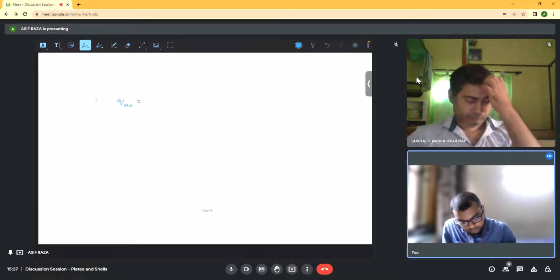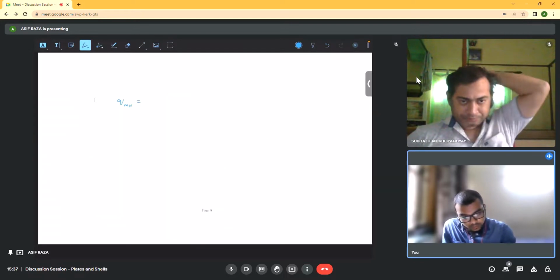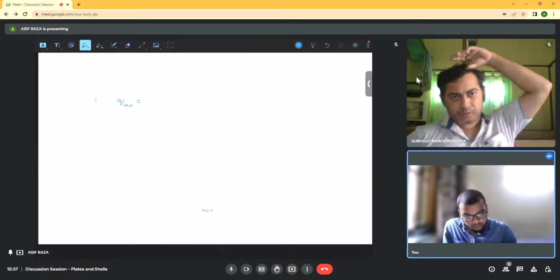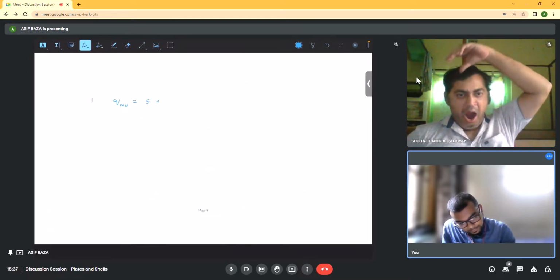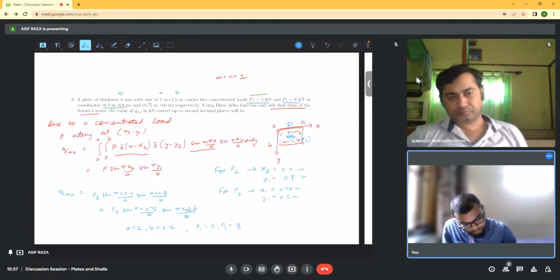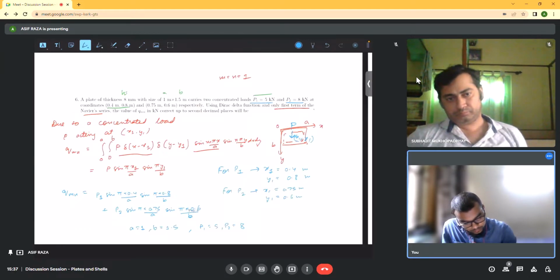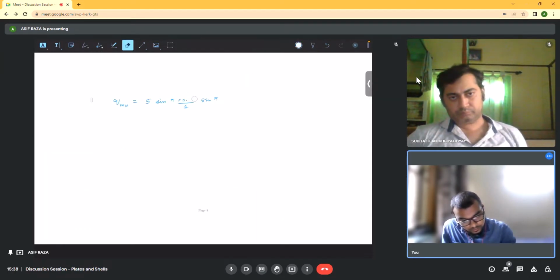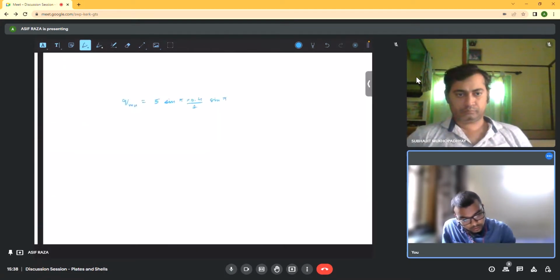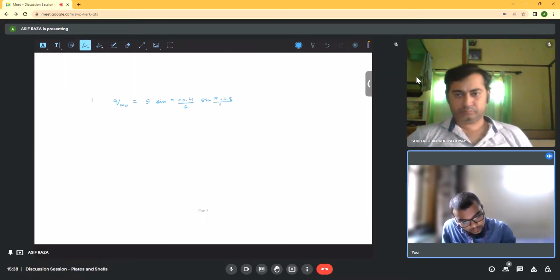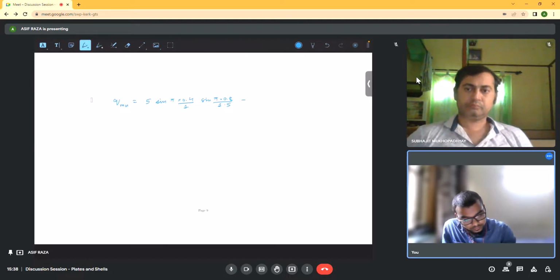Qmn is equal to P1 sin pi, P1 is 5, sin pi 0.75 upon 1, sin pi, sorry, 0.4 sin pi 0.8 upon 1.5 plus 8 sin pi into 0.6 upon 2.